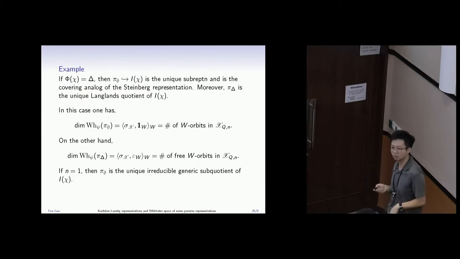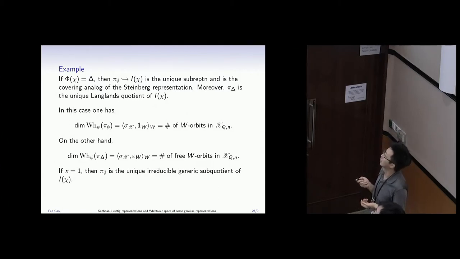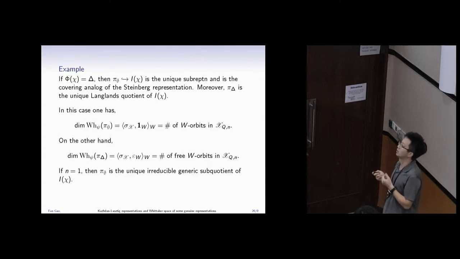Let me just give one example, which I hope might be more interesting. As I say, you look at your unramified regular principal series. Suppose you have the maximum reducibility point. It's the full set of simple roots. Okay, it's very reducible. So now you have this standard module. You have this Langlands quotient, and you have the unique sub-representation. The sub-representation will be this analog of Steinberg, and the quotient will be this theta representation.